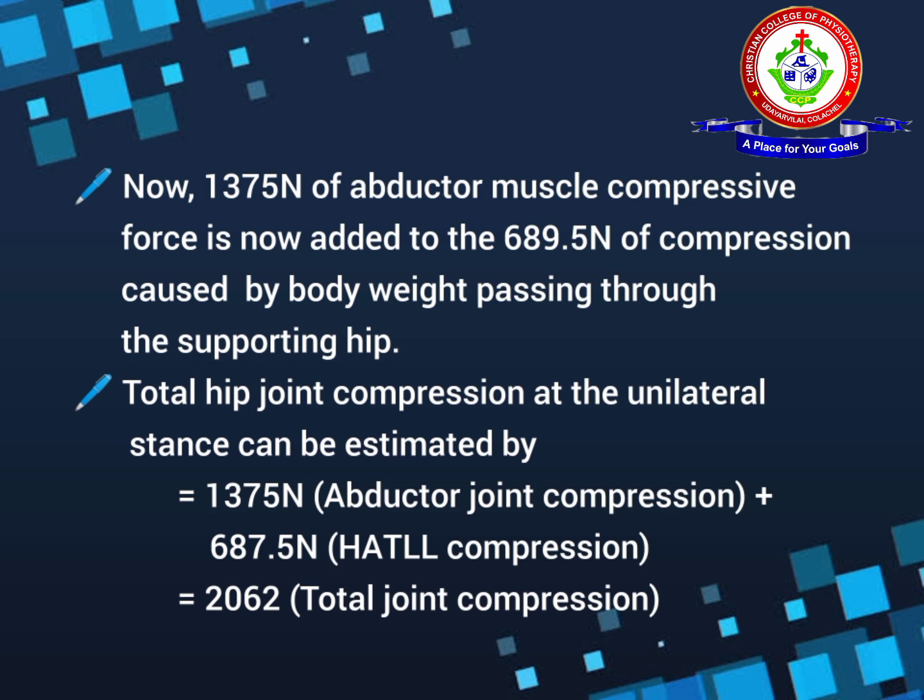Total hip joint compression in the unilateral stance can be estimated by calculating abductor joint compression plus head and left leg compression. Therefore, total joint compression is equal to 2062 Newton.